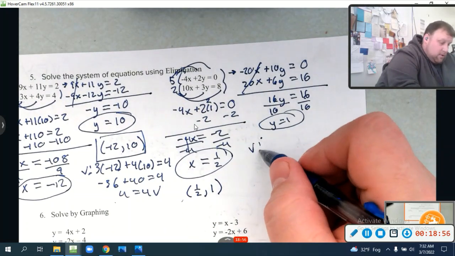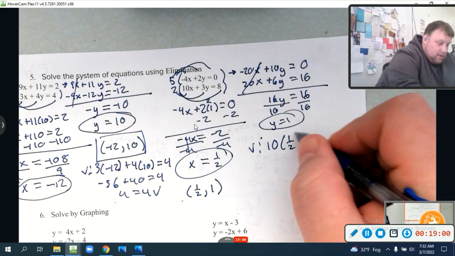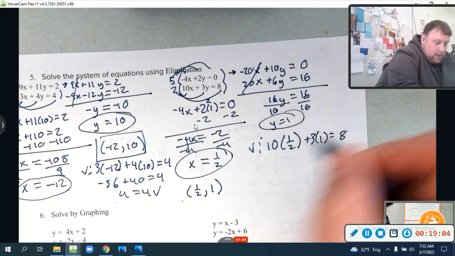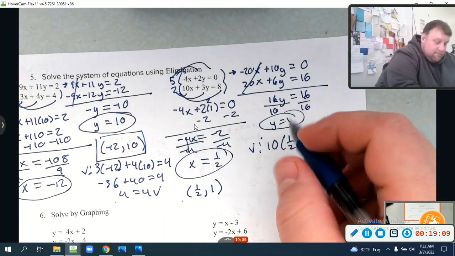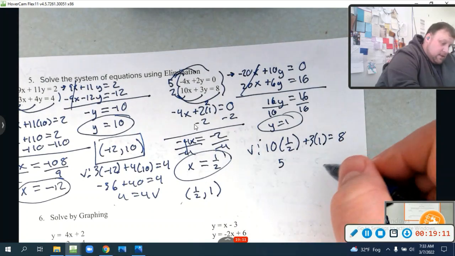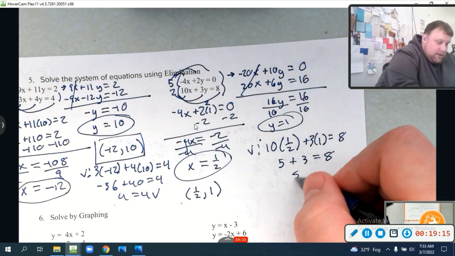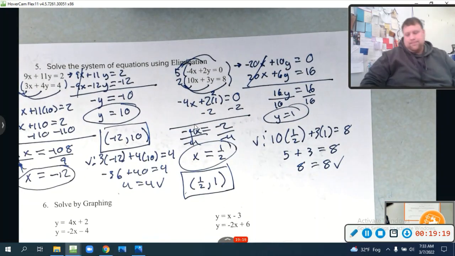We're going to check our colon in the bottom. So I'm going to have 10 times my x value of 1/2 plus 3 times our y value of 1, and that should equal 8. What's half of 10, guys? It's 5. Plus 3 times 1 is 3 equals 8. Yes, 5 plus 3 is 8 equals 8. Check. This is correct. Awesome.